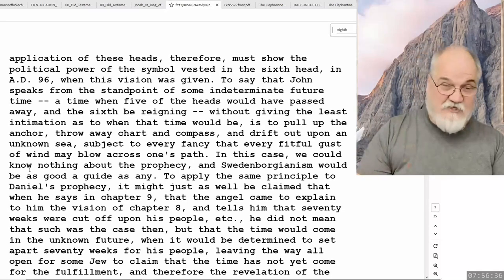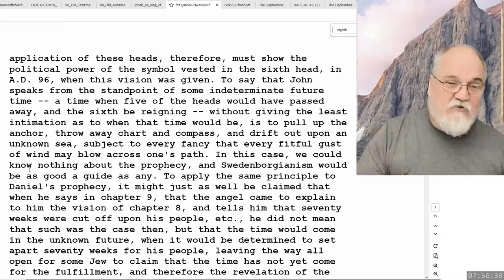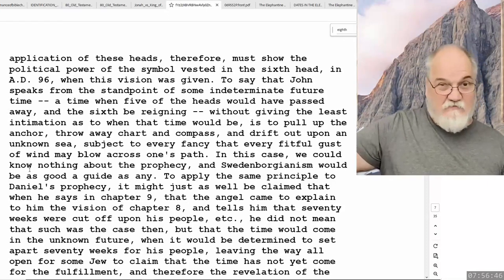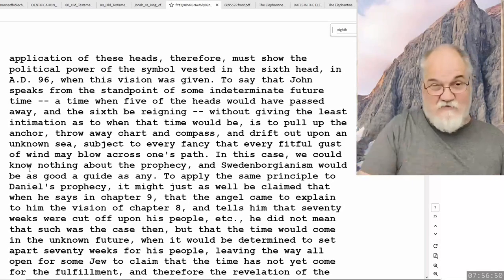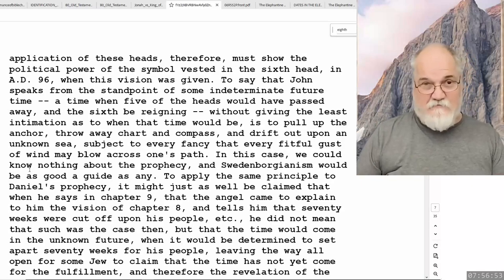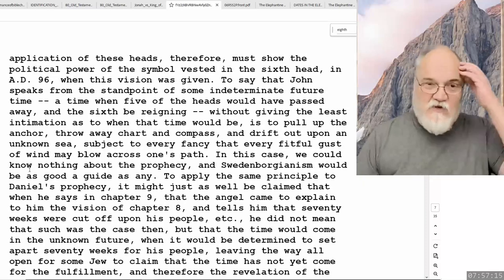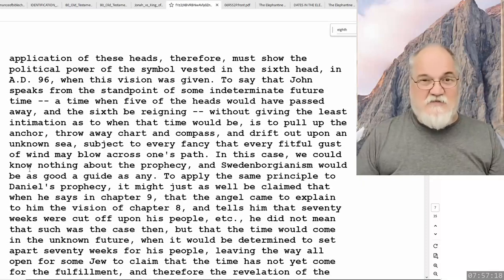He's saying the explanation has to be when John was living, not where John is seeing the vision, or where the vision is taking you to. It's going to be in the time when the vision was given, not in the time that it's looking to. To say that John speaks from the standpoint of some indeterminate future time, and see, nobody says it's an indeterminate future time, do they? We actually have a very determinate future time. We're saying at the end of the 1260. So it's kind of a bad argument here. A time when five of the heads would have passed away and the sixth be reigning without giving the least intimation as to when that time would be. So nobody does that, do they?